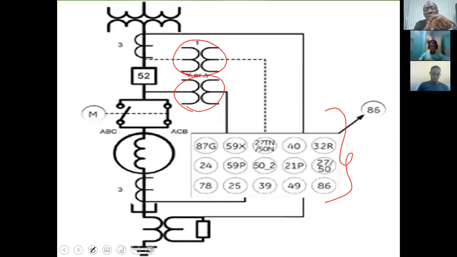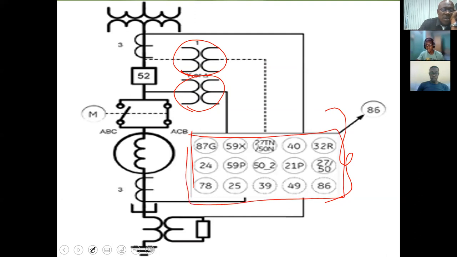We have 24. I'm just looking back at the numbers here, which would be looking at the frequency. Your 86 would be your lockout relay, etc. Your 21 shown there would be a distance relay. Depending on which relays we're using, you would see the particular device number on your drawing. There are quite a few numbers. You will be familiar with them with time, with use.